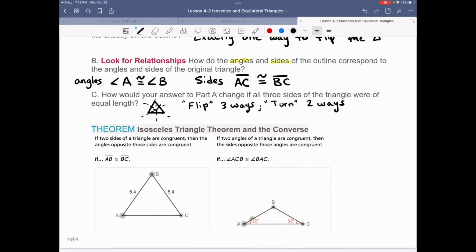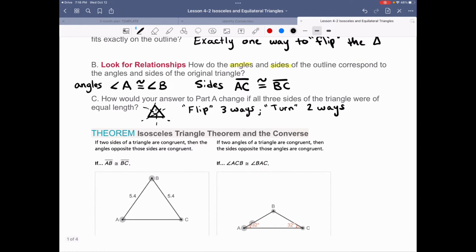And now we have a theorem. For this theorem, if you have a highlighter, I want you to highlight, or if you don't have a highlighter, just put an asterisk. For this theorem, isosceles triangle theorem and the converse. So we have a theorem about isosceles triangles. Remember that isosceles triangles have two sides that are the same in measure.